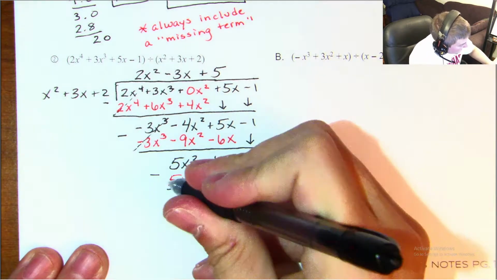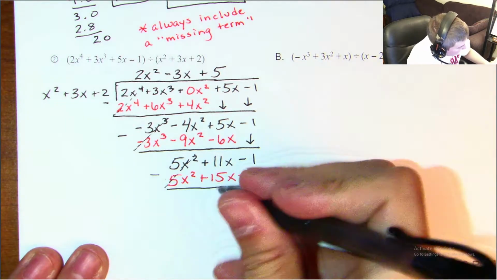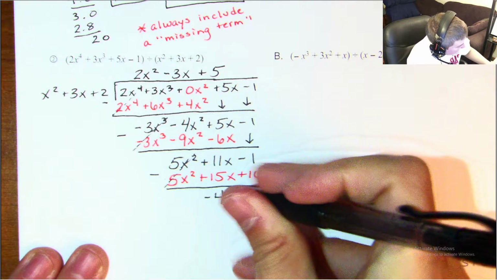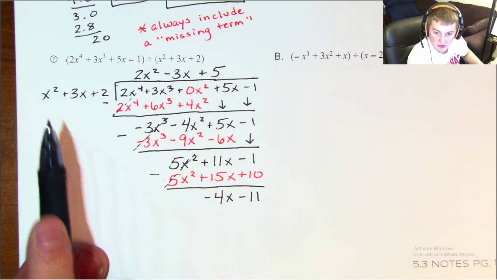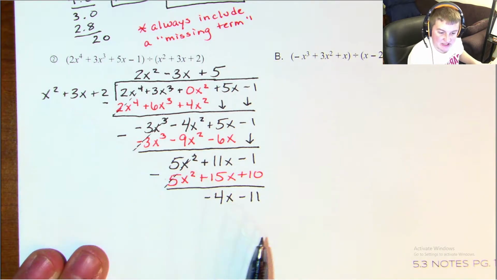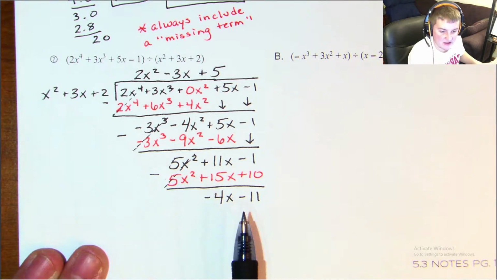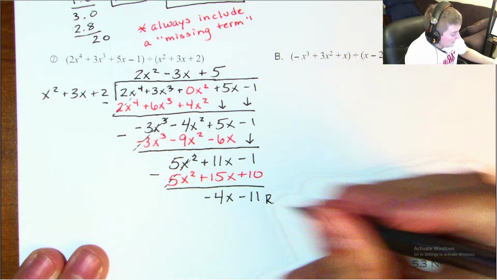These again would cancel. Then 11x minus 15x is negative 4x, and negative 1 minus 10 is negative 11. My degree here is 1 and my degree here is 2, so this is a lesser degree. I'm not going to be able to easily multiply this by anything to get me to negative 4x. So again, this is my remainder.